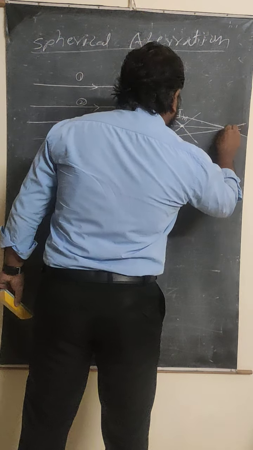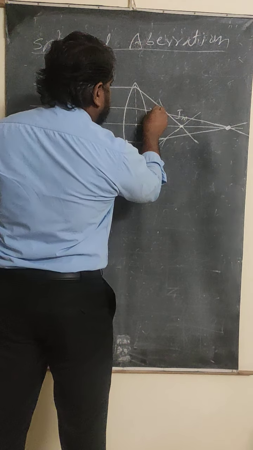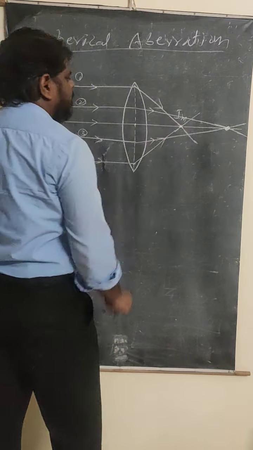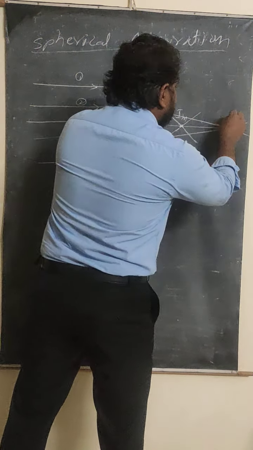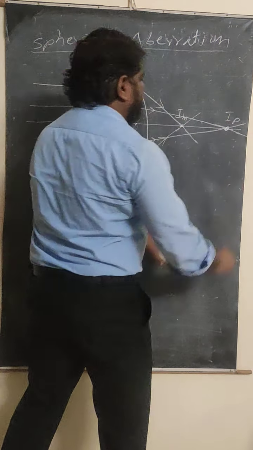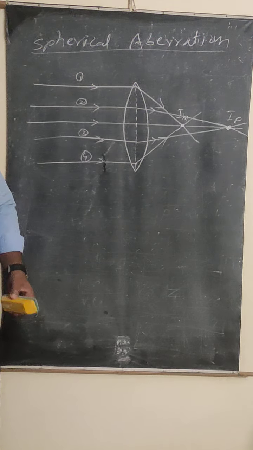This image is formed by the marginal rays, and these are the paraxial rays. This image is going to be called IP.